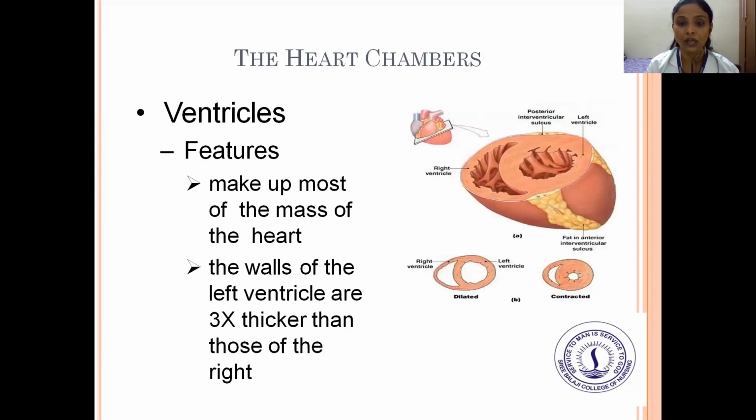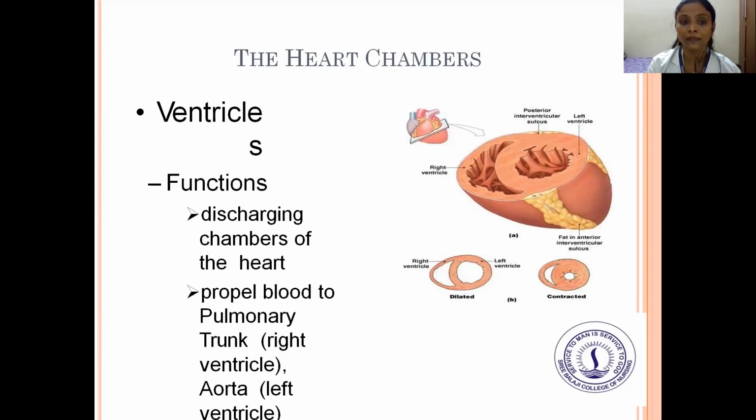And next is ventricle. When you see the ventricle, the features are it makes up the majority of the mass of the heart. The walls of the left ventricle are three times thicker than those of the right. So you can see the cross section, that is the posterior interventricular sulcus, left ventricle, fat in the anterior interventricular sulcus, and when it is contracted you can see in this B picture. When it is dilated you can see in this A picture, that is right ventricle and the left ventricle.